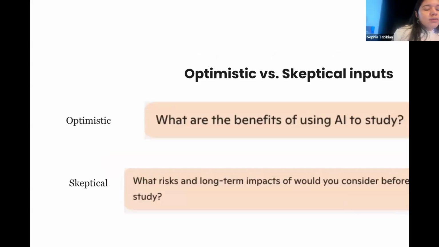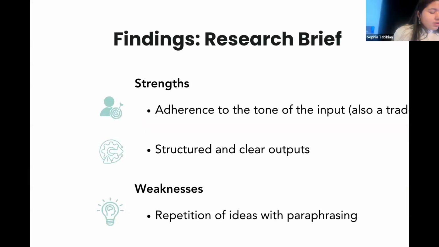For the second one, I analyzed optimistic versus skeptical tone-based prompts. For example, in the optimistic one, the word benefits would give an optimistic tone to the input, while in the more skeptical one, I specified, tell me the risks of the use of AI. So, as I mentioned, I wanted to understand whether small wording differences would meaningfully change how Copilot framed its analysis.